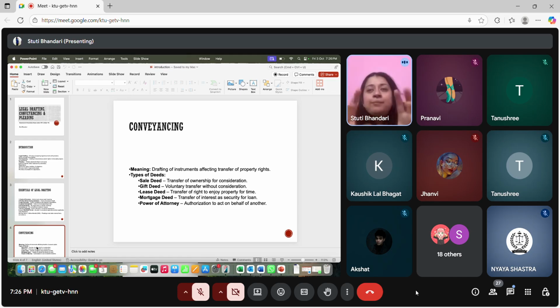But if there is a woman who shifts to the US and she leaves her matrimonial home in Delhi, now the husband in Delhi files a case for divorce on the grounds of desertion.